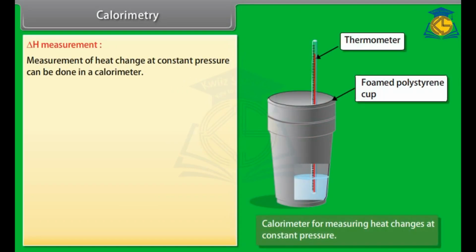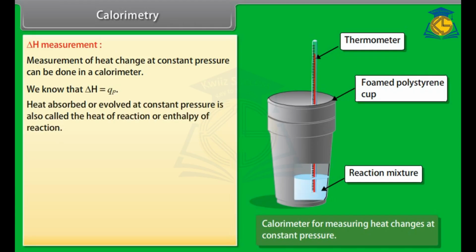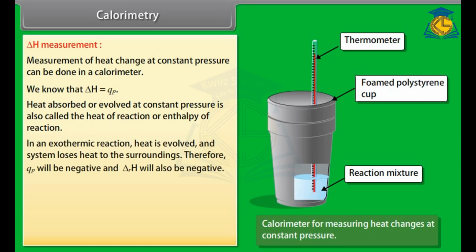Delta H measurement. Measurement of heat change at constant pressure can be done in a calorimeter. We know that delta H is equal to QP. Heat absorbed or evolved at constant pressure is also called the heat of reaction or enthalpy of reaction. In an exothermic reaction, heat is evolved and the system loses heat to the surroundings.